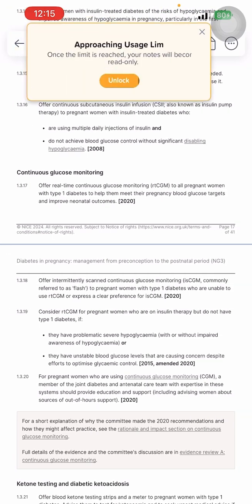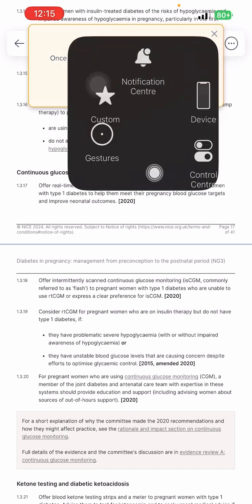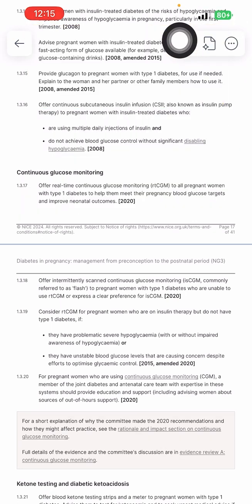Continuous glucose monitoring. Offer real-time continuous glucose monitoring to all pregnant women with type 1 diabetes mellitus to help them meet their pregnancy glucose target and improve neonatal outcomes. Offer intermittently scanned continuous glucose monitoring, commonly referred to as flash, to pregnant women with type 1 diabetes who are unable to use real-time continuous glucose monitoring, or who clearly prefer it.